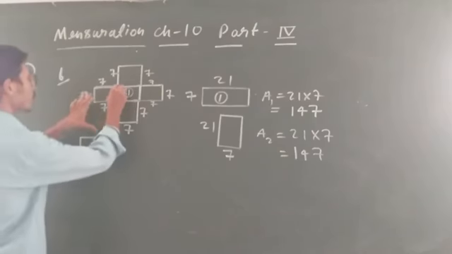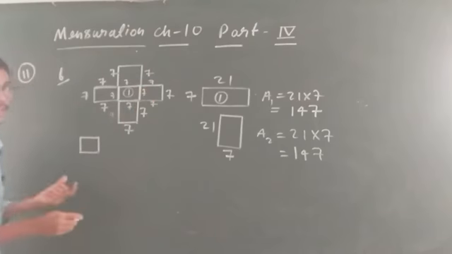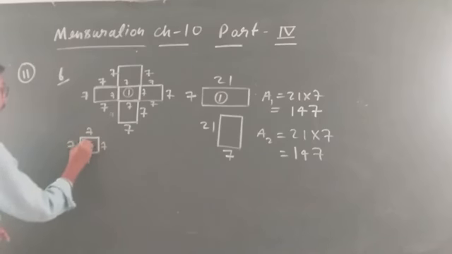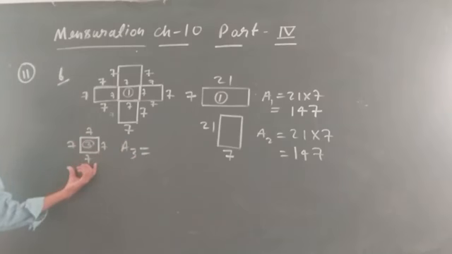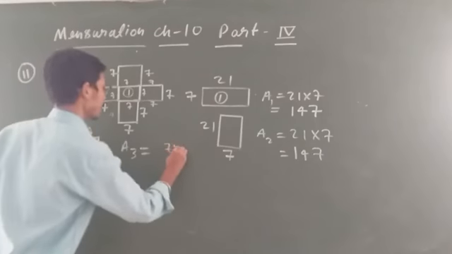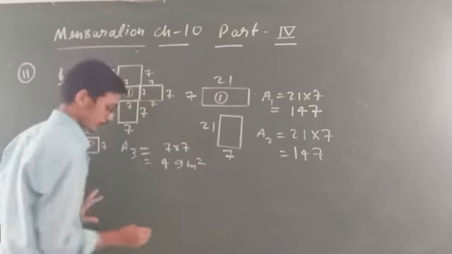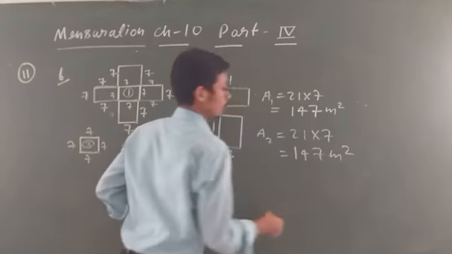So you know that square, all sides are 7. This is 7, this is 7, this is 7, this is 7. Okay? So 7 and 7. Now you know the area, third part, so you can write A3. Area of the square, you know, student, is side into side. Side is 7 and 7, all sides are equal. So 7 multiplied by 7, so you can write 49 meter square.